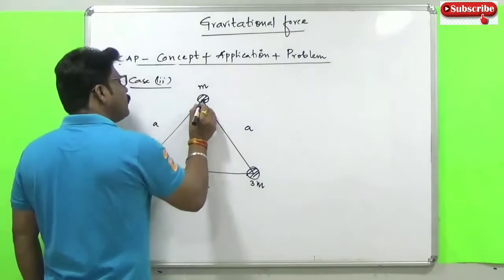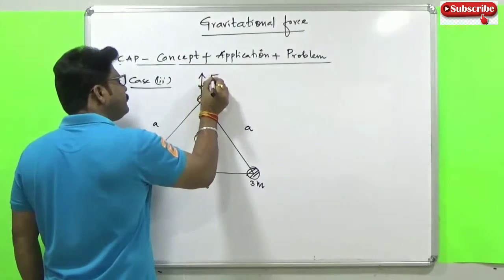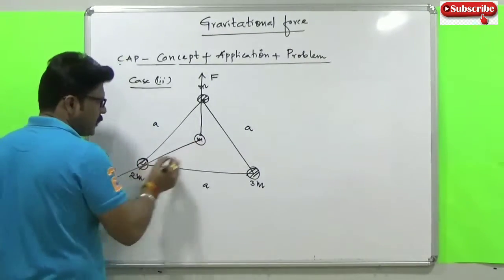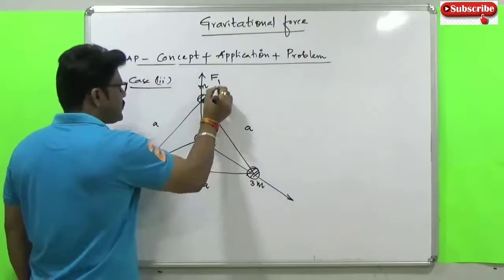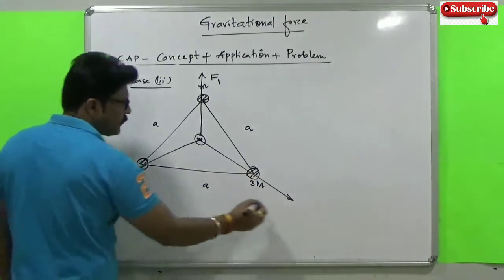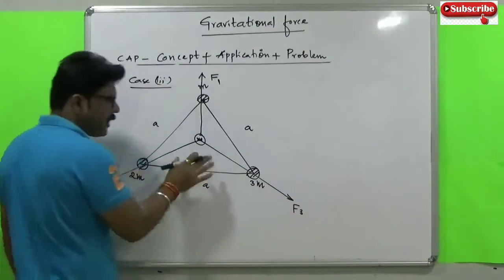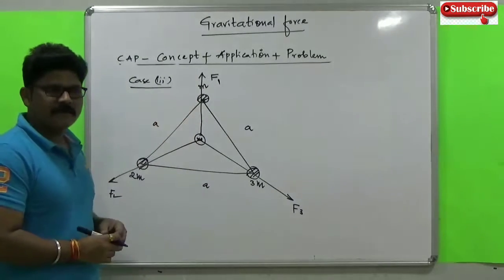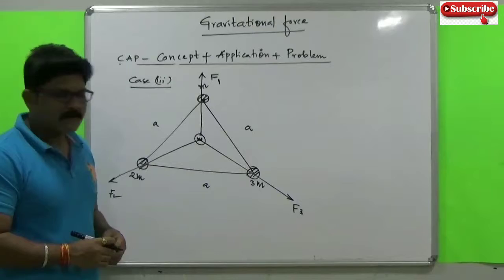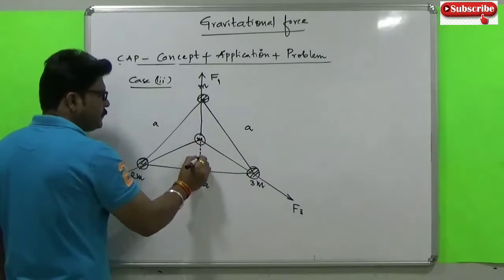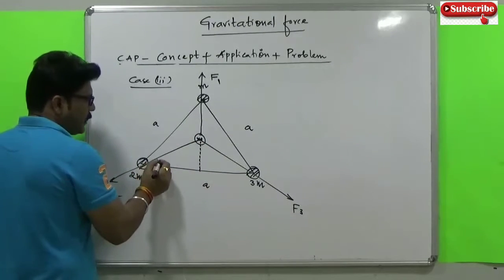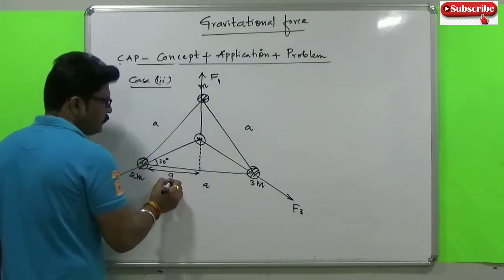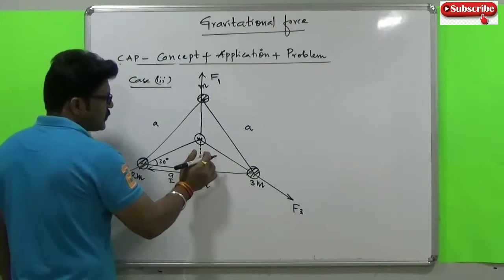Now between these two, one force, let us take that this is F. Again, let us make it F1, F2, F3. First we have to calculate what F1, F2, F3 are. For that we require this distance. How to calculate that distance? Now if I just continue this one, this angle is 30 degrees. This distance will become A by 2. So I want this distance.